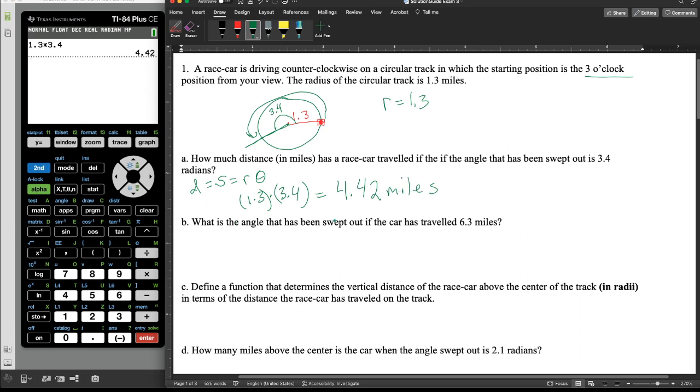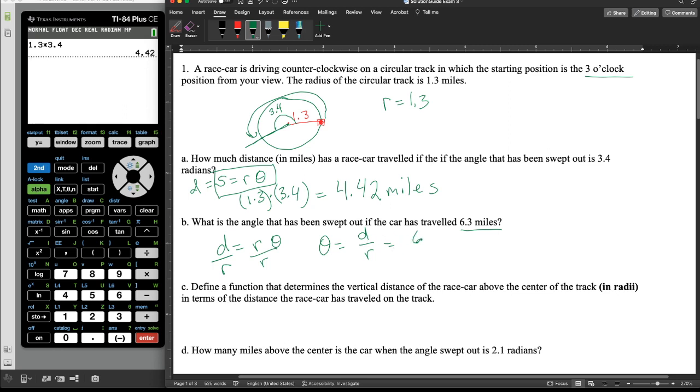Okay. What is the angle that has been swept out if the car traveled 6.3 miles? So this one's going to use this same sort of formula, right? Except we know different things. We know the s, we know the distance, we still know the radius. That's not going to change on us. What we're trying to find is the theta. So let me just change over to using d instead of s, d is equal to r theta. Divide both sides by r. So I now have a formula that theta will be the distance divided by the radius. And we're going to use that because that will help us with the following few examples.